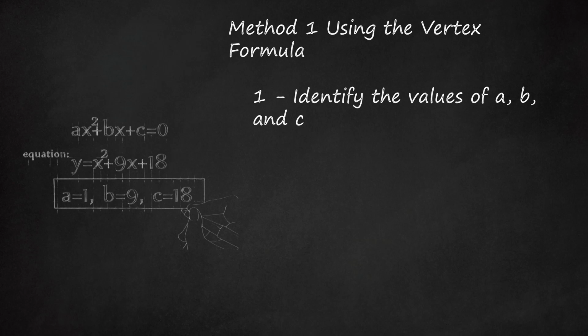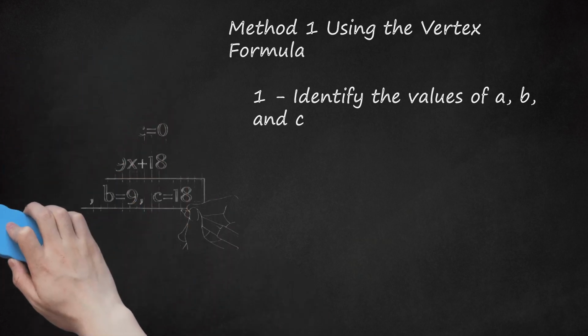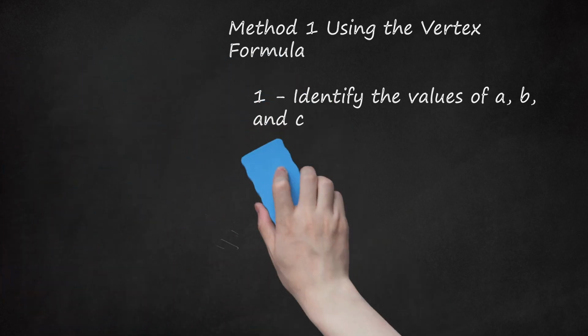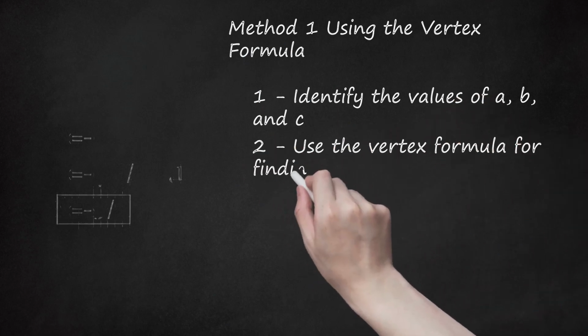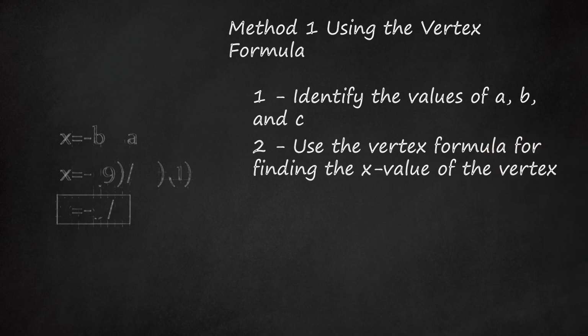Let's say you're working with the following equation, y equals x² plus 9x plus 18. In this example, a equals 1, b equals 9, and c equals 18. 2. Use the vertex formula for finding the x value of the vertex. The vertex is also the equation's axis of symmetry. The formula for finding the x value of the vertex of a quadratic equation is x equals -b/2a. Plug in the relevant values to find x, substituting the values for a and b. Show your work.